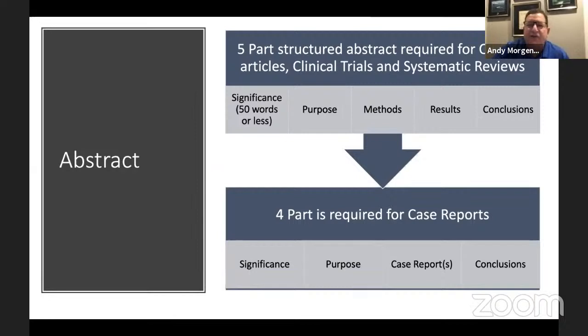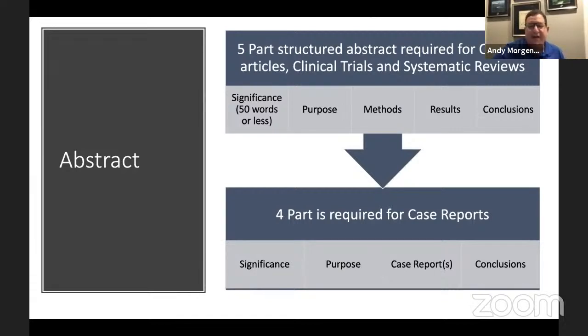For example, if you were writing in a peer-reviewed journal and you were writing a clinical trial or a systematic review, your abstract would have 5 components to it. Component number 1 would be the significance of the article, 50 words or less. Then you would have a section called the purpose, the methods, the results, and then the conclusions.